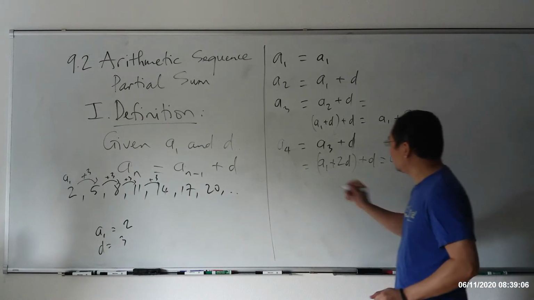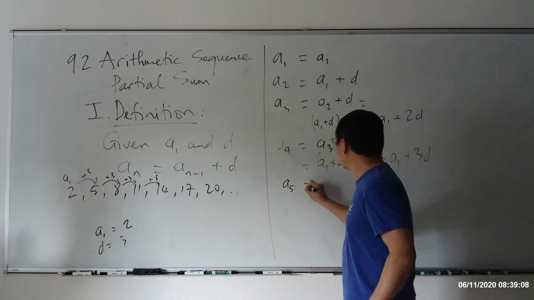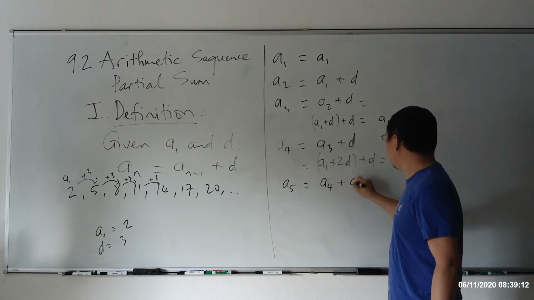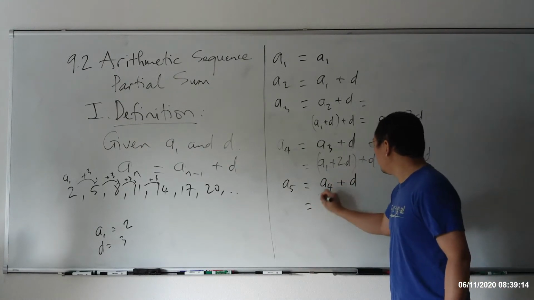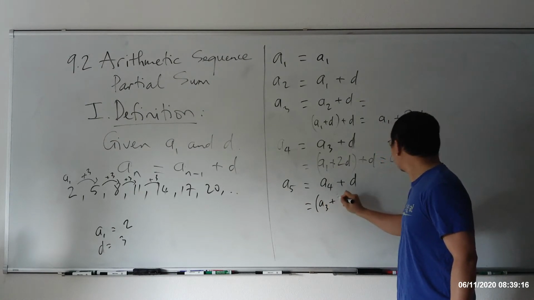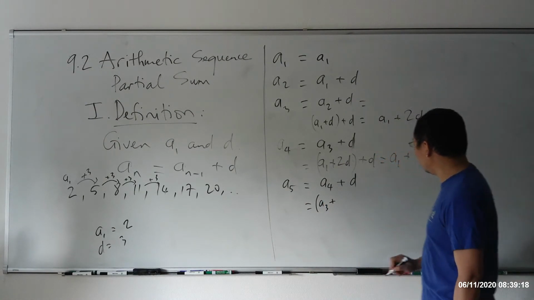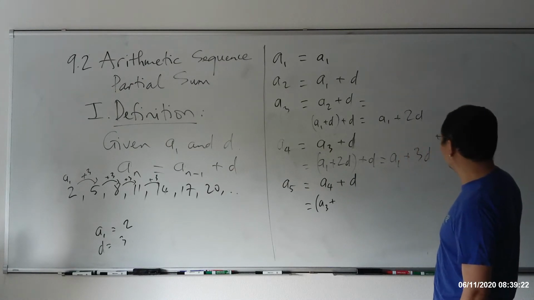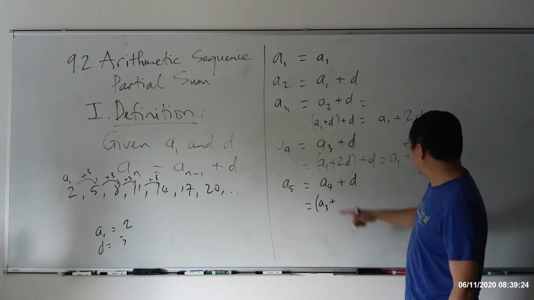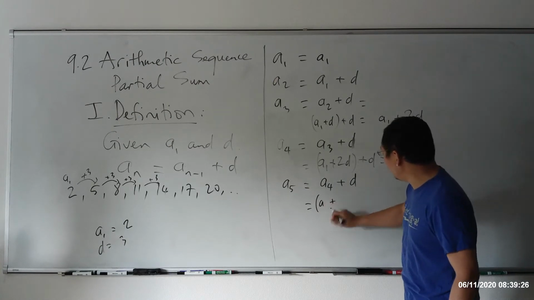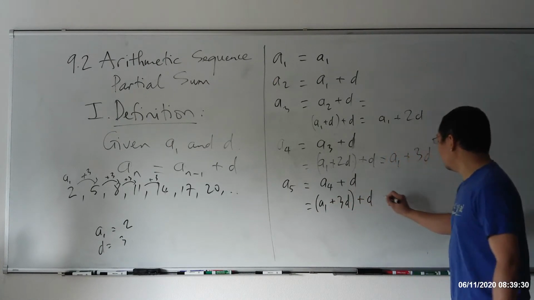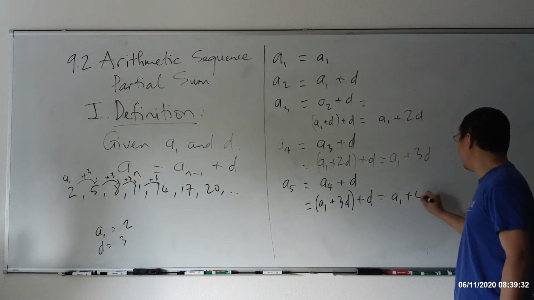Okay? Try one more. A5 is A4 plus D. And A4 is A1 plus 3D, and then plus another D. It's going to be A1 plus 4D.